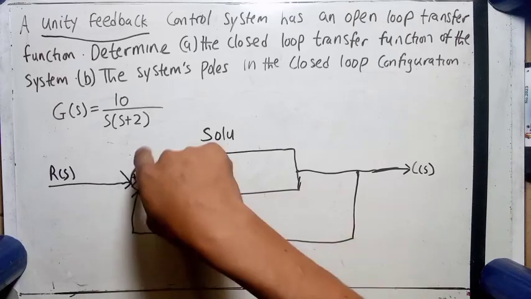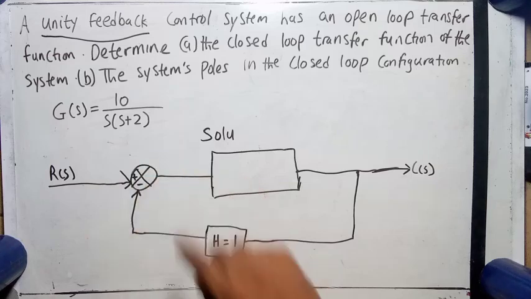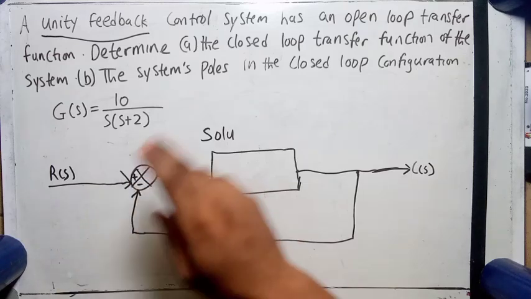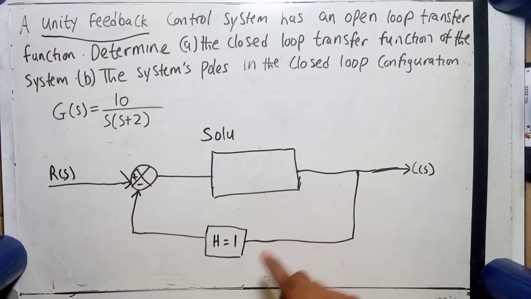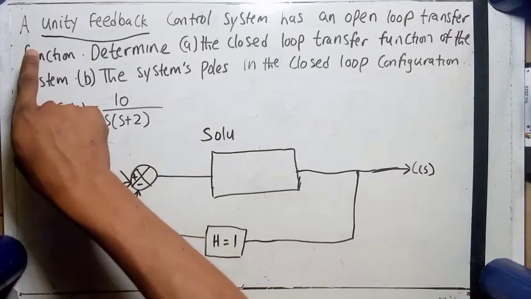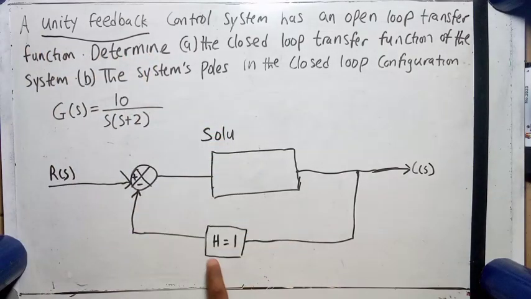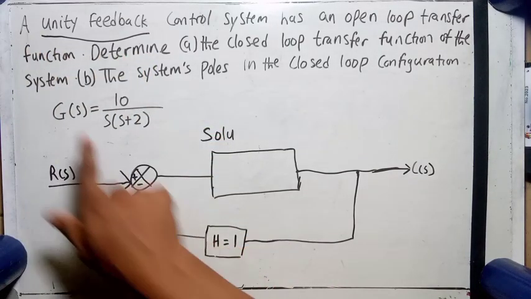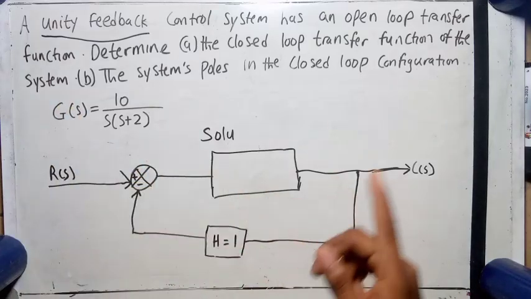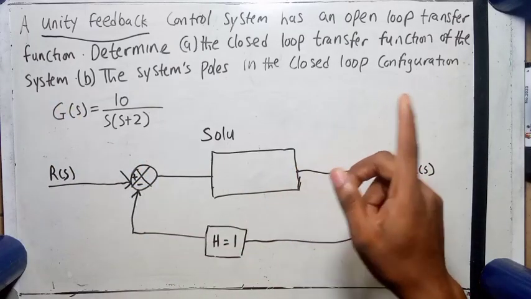It's either you just make it a closed loop, just make it a feedback loop without adding any function, or you add your function and also indicate that your H is equal to 1. So the question is telling us a unity feedback. What unity feedback means is that our H value is 1.